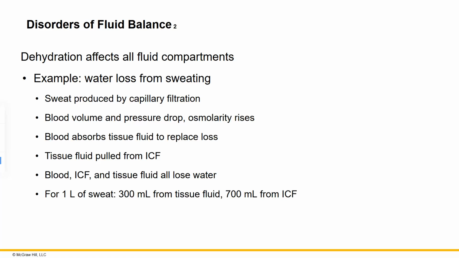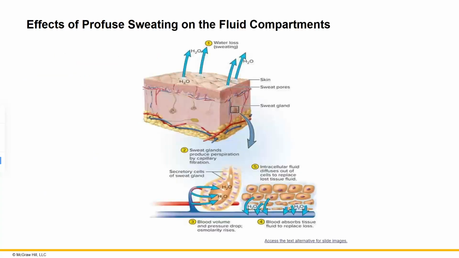Dehydration affects all fluid compartments. For example, water loss from sweating. Sweat is produced by capillary filtration, blood volume and pressure drop, and osmolarity rises. Blood absorbs tissue fluid to replace the loss. Tissue fluid is pulled from the intracellular fluid. The blood, intracellular fluid, and tissue fluid all lose water. For 1 liter of sweat, 300 mL from tissue fluid and 700 mL from ICF are drawn. And here's a diagram that shows that process.